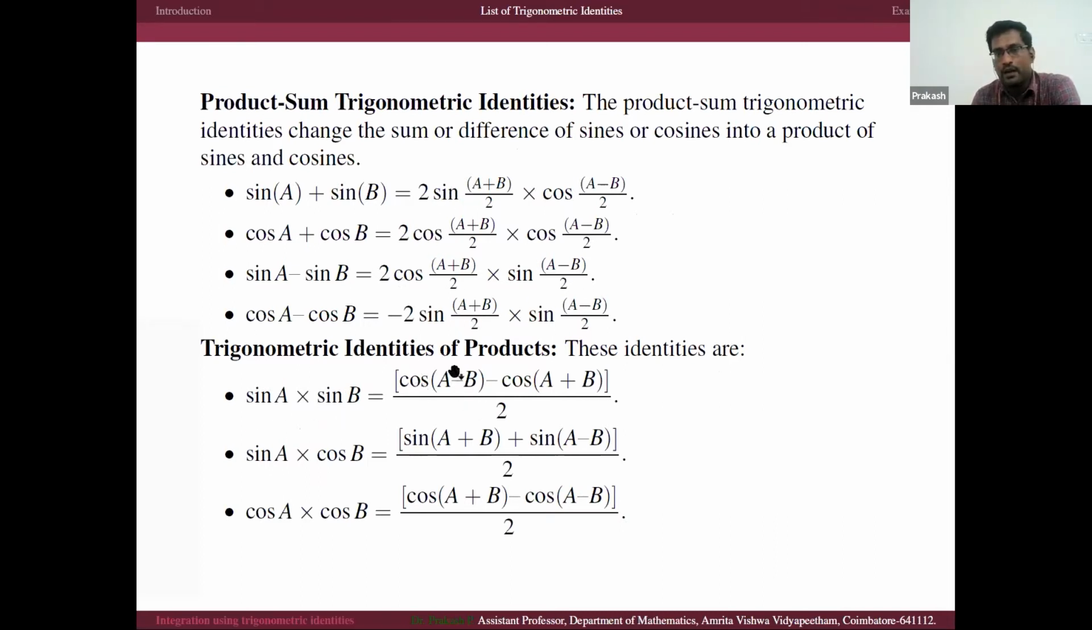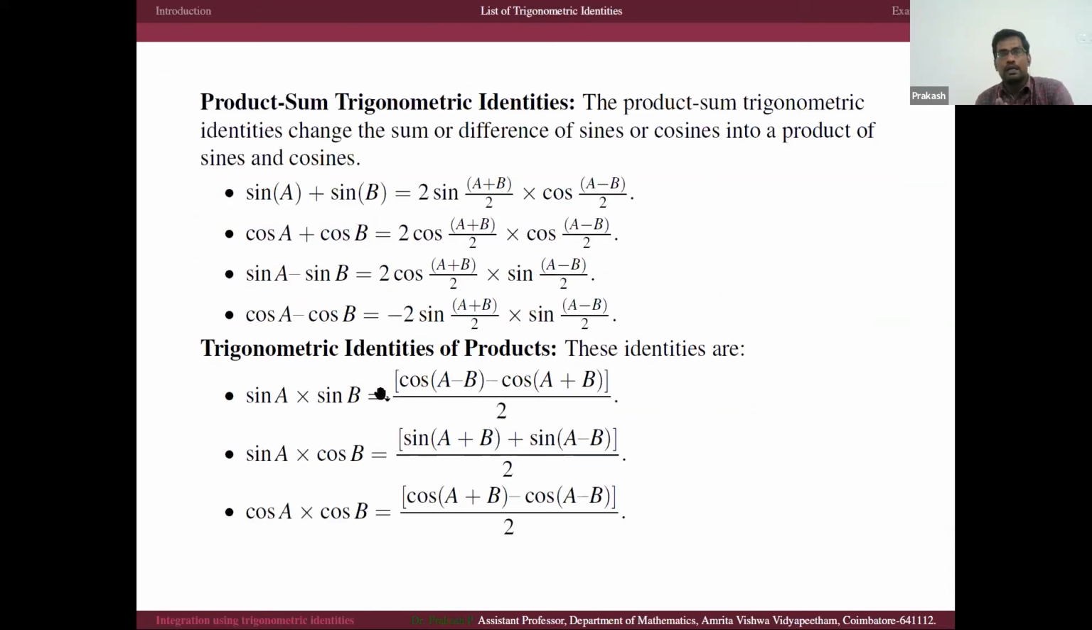And mainly we know cos a minus b, cos a plus b. If you take cos a minus b minus cos a plus b, we will get 2 sin a into sin b. Similarly, sin a plus b plus sin a minus b gives 2 into sin a into cos b. We already know sin a plus b and sin a minus b; we just need to add them, so we will get 2 sin a cos b. Similarly, cos a plus b plus cos a minus b is nothing but 2 into cos a into cos b. These are important identities.